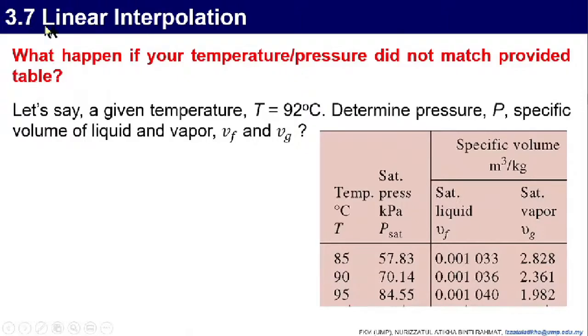Okay, so now linear interpolation, 3.7. What is linear interpolation? What happens if your temperature or pressure does not match the provided table? For example, we have table F4 here: 85, 90, 95. Let's say the given temperature in the question is 92 degrees. Determine pressure, specific volume of liquid and vapor, Vf and Vg. So we don't have the given temperature of 92 degrees in this table. So how can we calculate this kind of question? The answer is we do the linear interpolation.